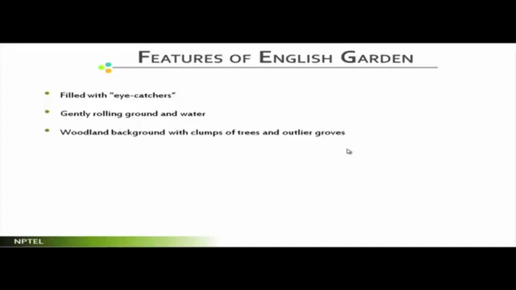Woodland background with clumps of trees and outlier groves. That means, just like Japanese landscape, you have the foregrounds and others, and you also have the backdrops. Here, in Japanese landscape or Chinese landscape, the backdrop used to blend with the nature as if it is natural. Here they deliberately cover it.